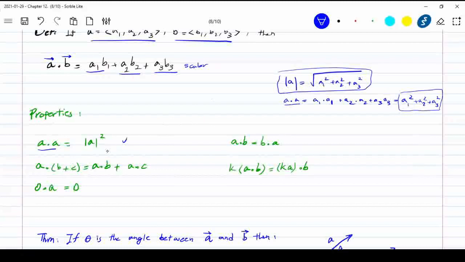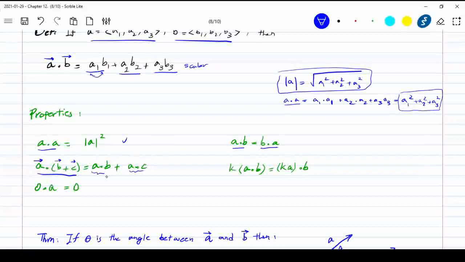The other property is that if you change the ordering, a dot b or b dot a doesn't really matter. You can interchange a1 with b1 or b1 with a1. They are numbers, so the order doesn't matter. And you have the option of distributing. If you have a dot the sum of two vectors b plus c, you can write them separately, a dot b, then add it to a dot c, which is a scalar.